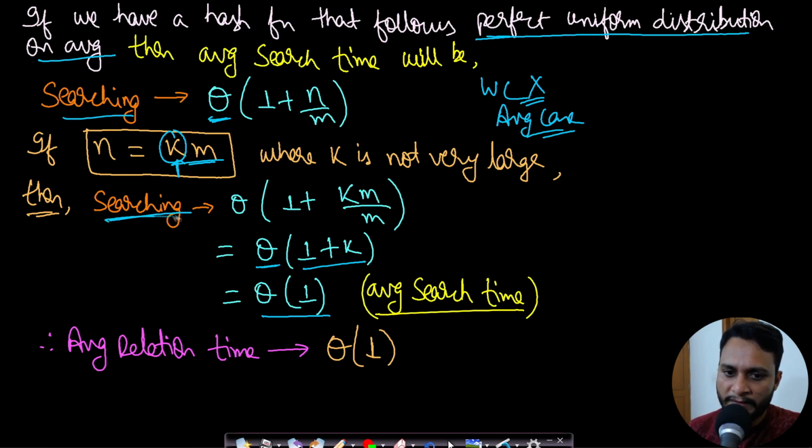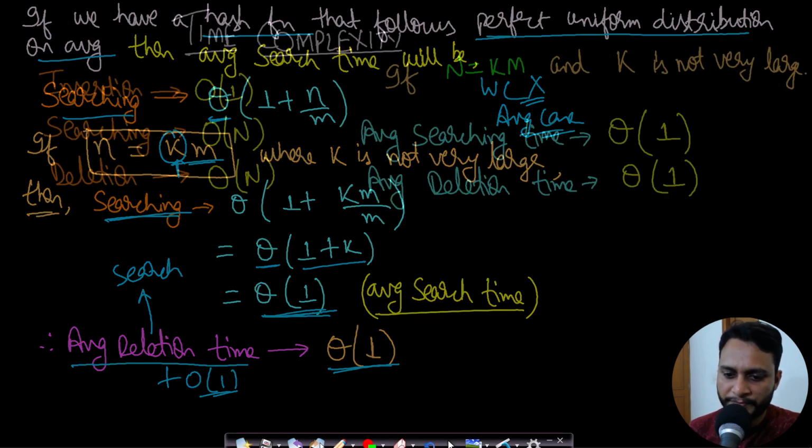So since we have average search time of theta of 1, therefore average deletion time will also be theta of 1, because for deletion we need to search an element, and searching is taking theta of 1 time, and once we search the element, removal of the element is just order of 1 time. Therefore combining these two will be equal to theta of 1 time, right? So I hope you got the understanding that if we use a good hash function, then it will impact the time complexity a lot, right?